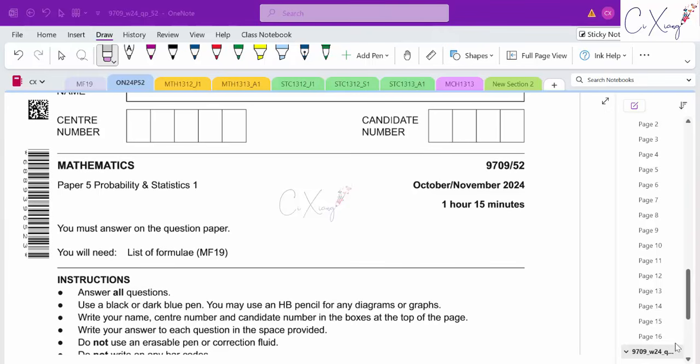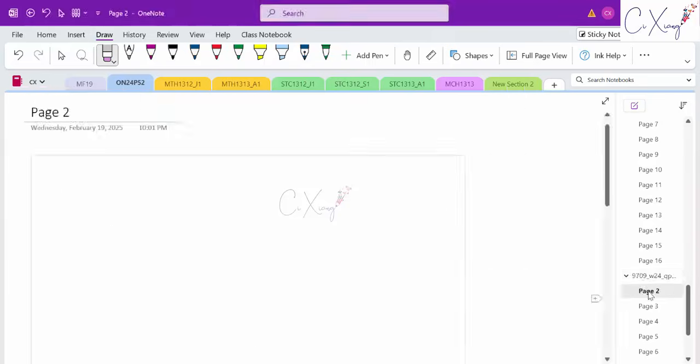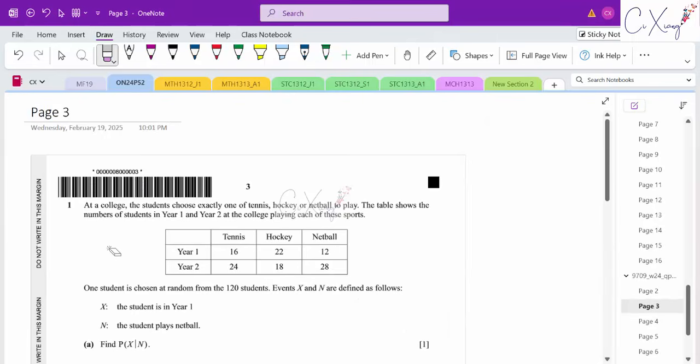So we will be discussing the questions from year 2024, October-November session. The question from Probability and Statistics 1, which is paper 5. So paper 5 too. Okay, so let's have a look at the first question.